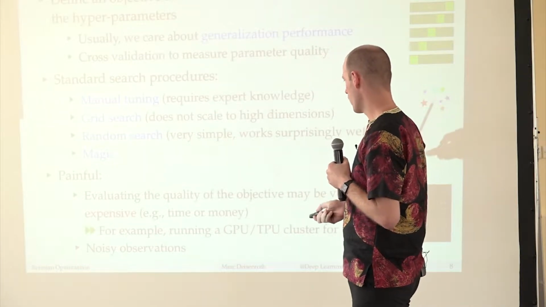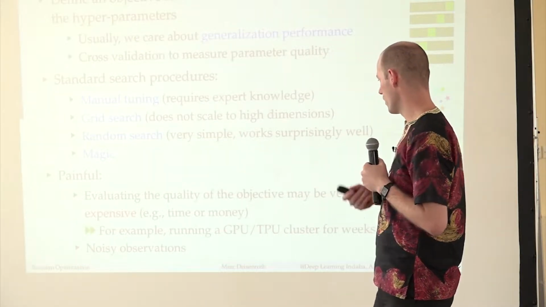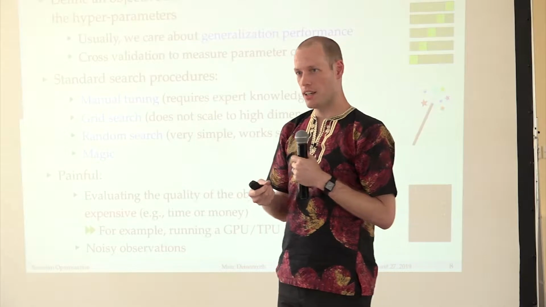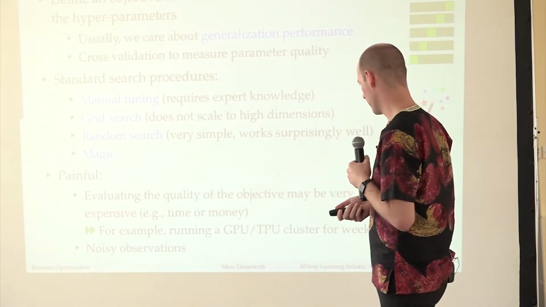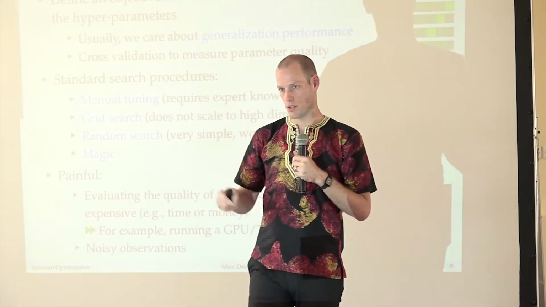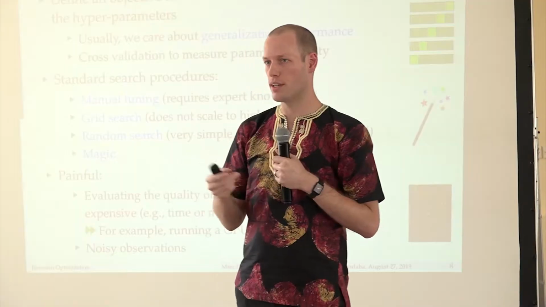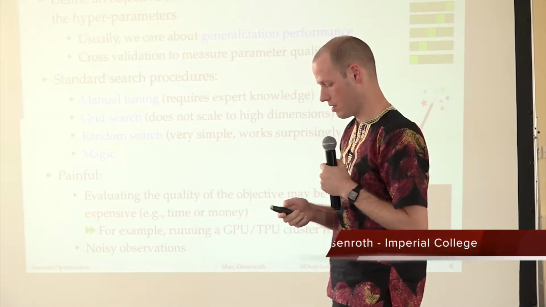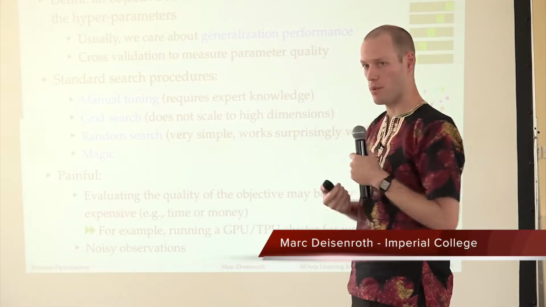So the thing that's painful here is that evaluating the quality of the objective may be very expensive. So if we have to train a neural network for 2 weeks to get an answer, you know, we have to wait for 2 weeks. And additionally, we also have noisy observations. So the numbers that we get out are only noisy observations of an underlying function that we want to optimize. So those are some of the challenges that we face.